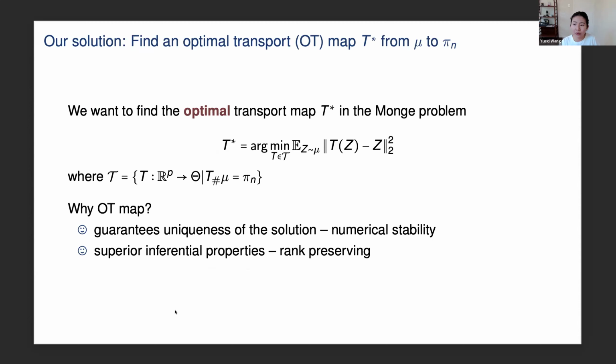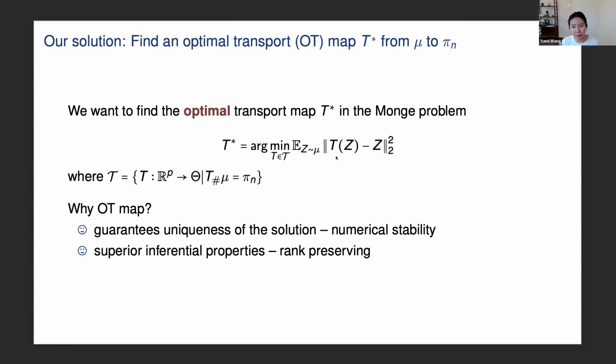As I mentioned earlier, we use a different approach. We want to find a transport map that can push a reference distribution to your target distribution. For this talk, we wanted more than just a transport map. We specifically require it to be the optimal transport map defined in the Monge problem. What this means is that among all the maps that can push mu to pi n, my target distribution, I'm only looking for the one that has the smallest L2 distance between the reference distribution and the transformed distribution.